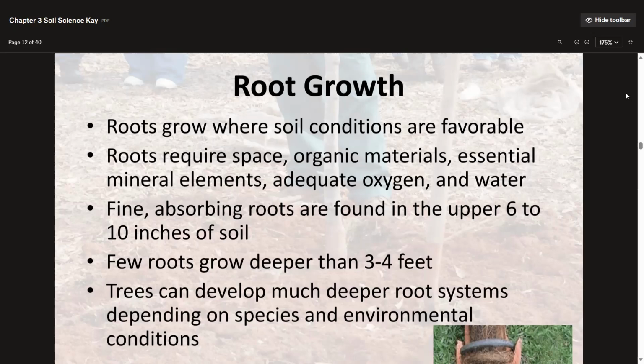People have this idea that a taproot's going to go 10, 20 feet down into the soil, but that's not really the case. It's not how they work, okay? So few roots grow further than 3 to 4 feet. And trees can develop much deeper root systems, but it depends on the species and the environmental conditions, right? So someplace you have lots of depth of topsoil, yeah, you might get soil that's 10 feet deep, but most regions don't have that. So remember what I said about those fine absorbing roots, right? They're looking for what? Space, oxygen, water, nutrients in the soil.